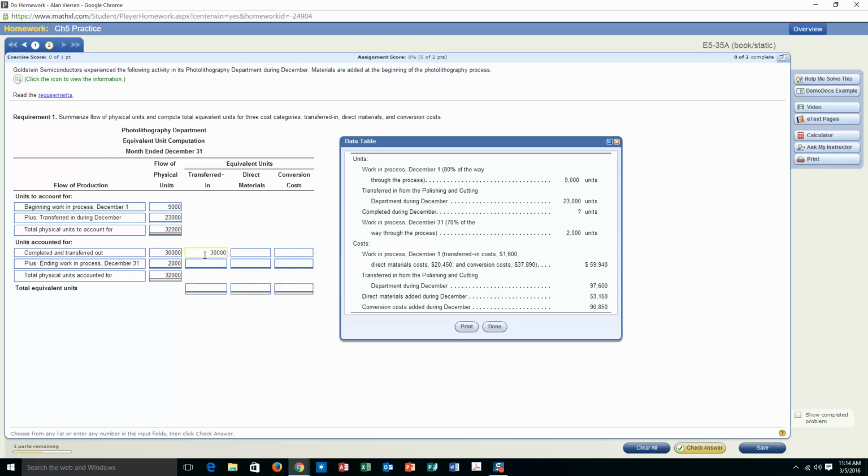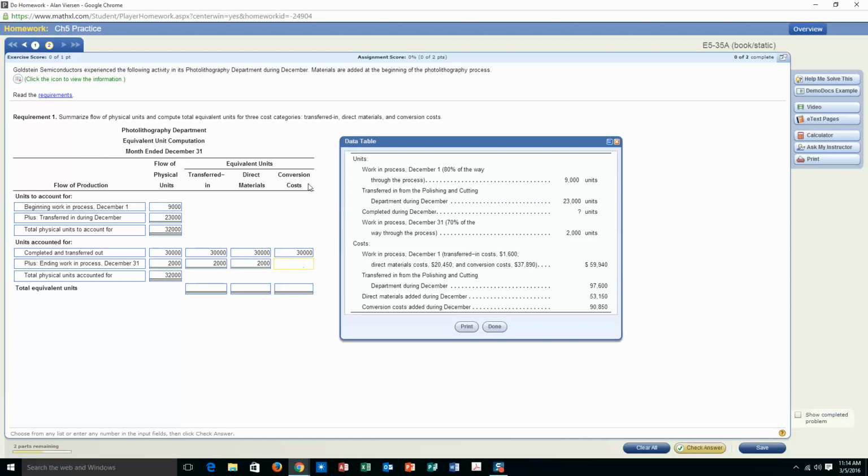Next, we want to calculate the amount of equivalent units. That's step 2 in the production report. Because these units are all completed and transferred out, I simply carry over 30,000. They're completed, so the equivalent unit is 100%. For the ending work in process, the units that we transferred in are always 100%. It's also 100% for direct materials because up here it says materials are added at the beginning of the process. If they were added at the end of the process, this would be 0.